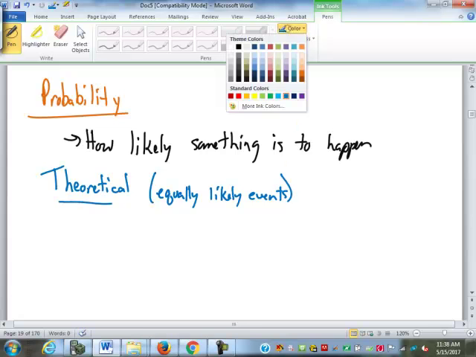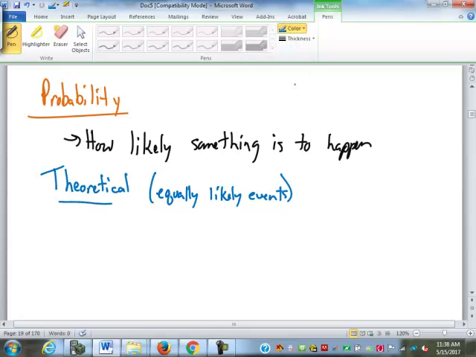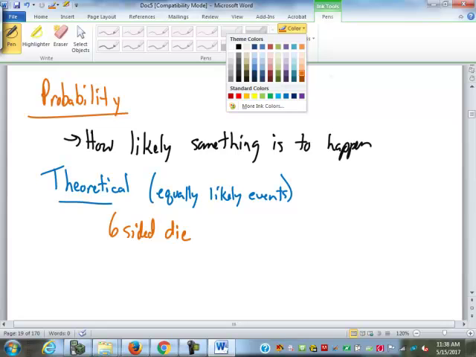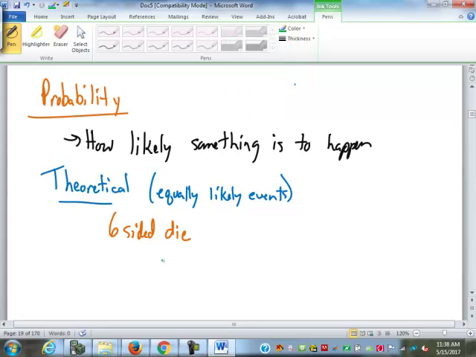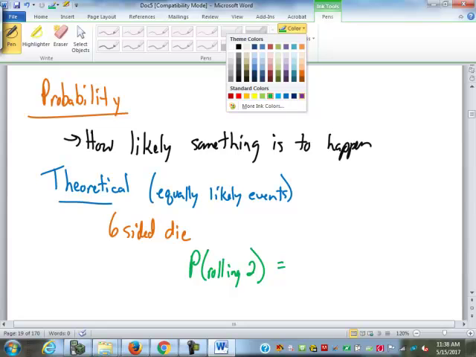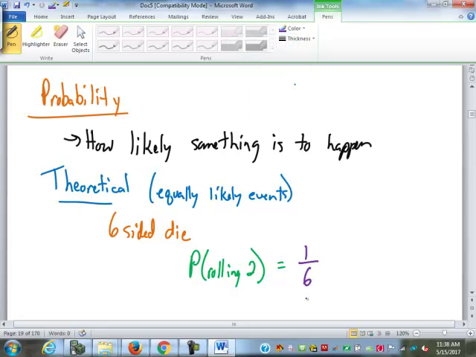For example, if I'm rolling a die that has 6 sides, each side is equally likely to be the result of a roll. So I can use that knowledge to find the probability. The probability of rolling, that P with the parentheses means probability of, rolling a 2 is equal to, there's only 1 2 on that die out of 6 possibilities.